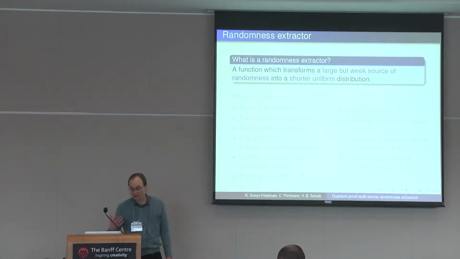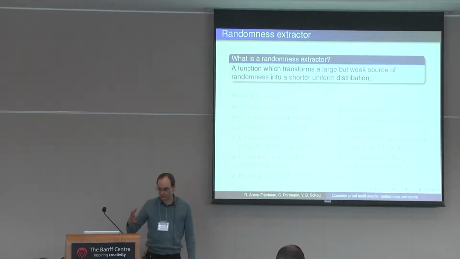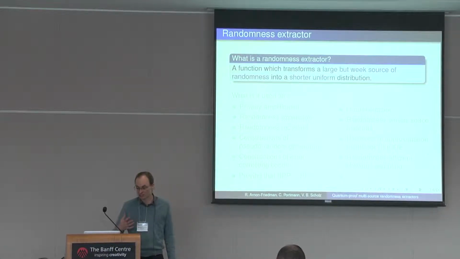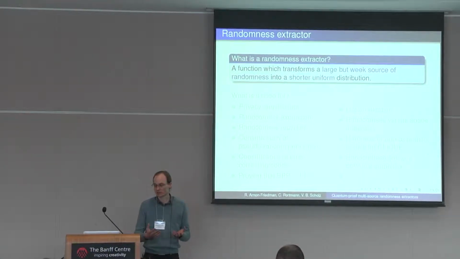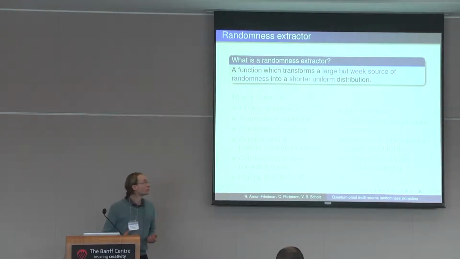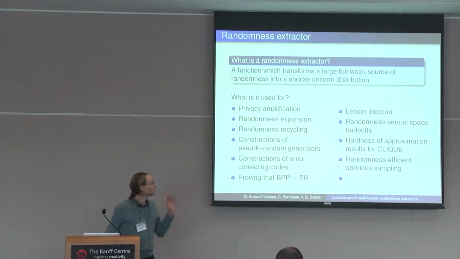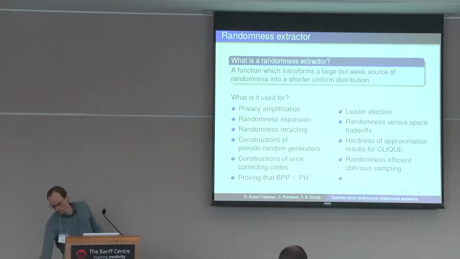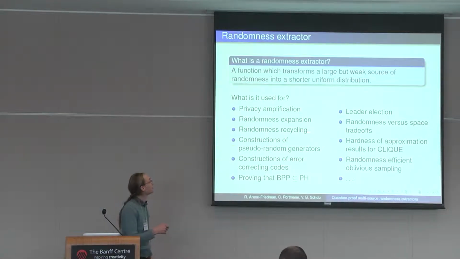First, what is a randomness extractor? A hand-waving definition is a function which transforms a large but weak source of randomness into a shorter uniform distribution. This has loads of applications. I just did a copy-paste from some review paper. I put it in the column on the right, some of the applications in the quantum case.